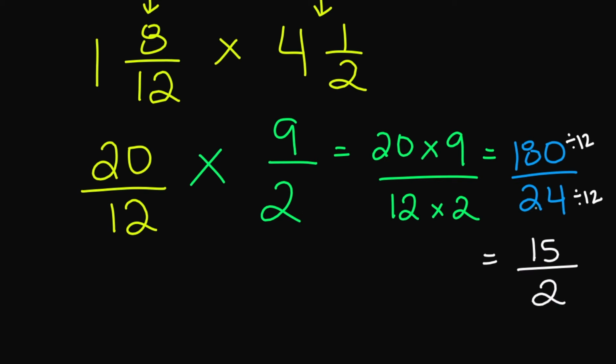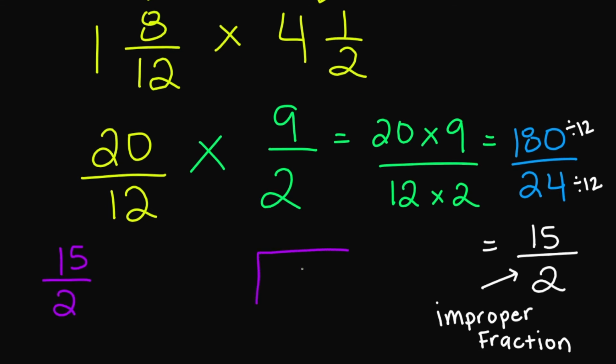So I am left with 15 over 2. Remember, this is an example of an improper fraction. So let's go ahead and turn this back into a mixed number. We have our 15 on the inside, and then 2 is on the outside. 2 goes into 15 7 times. 2 times 7 is 14. 15 minus 14 is going to equal 1. So your answer is going to be 7 and 1/2.